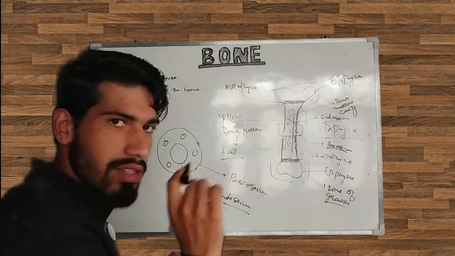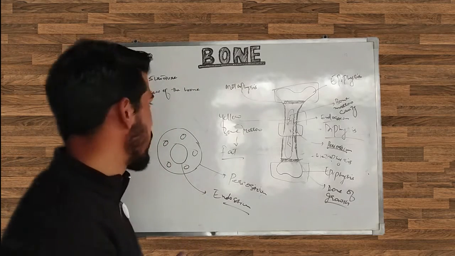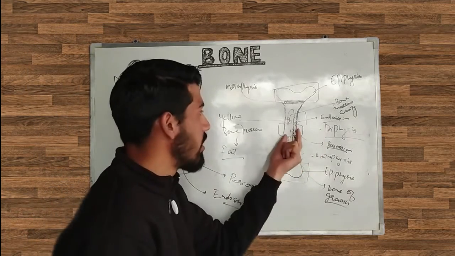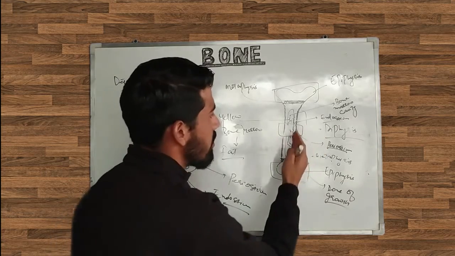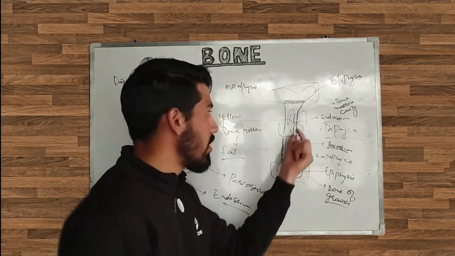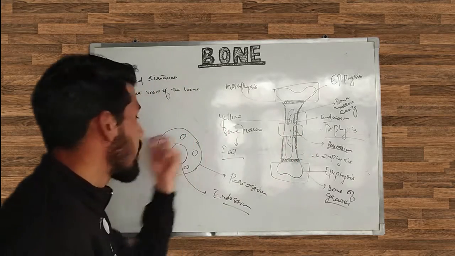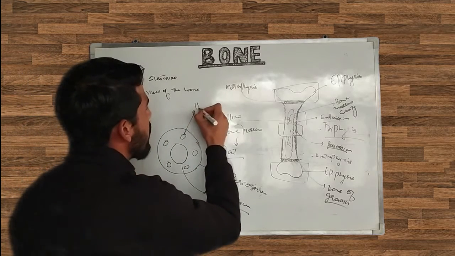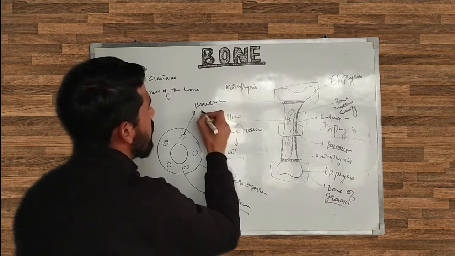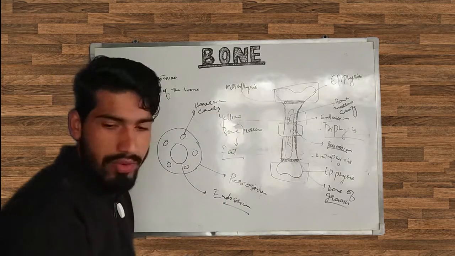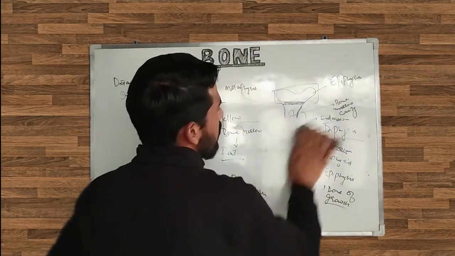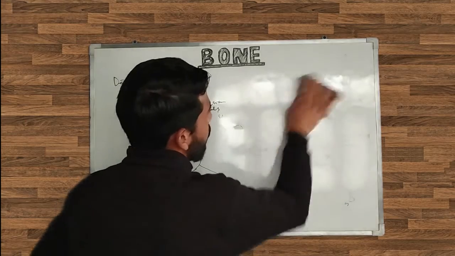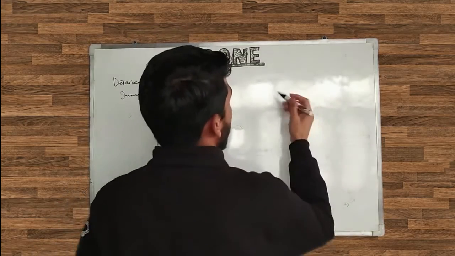And I draw here some small spaces, okay? I will tell you the name of these small spaces. These spaces are present between the endosteum and periosteum, and these small circles are called Haversian canals. I will try to draw it a little bit larger.